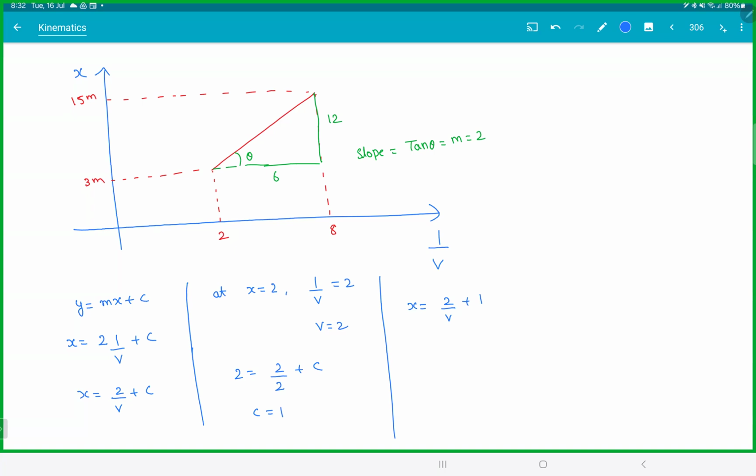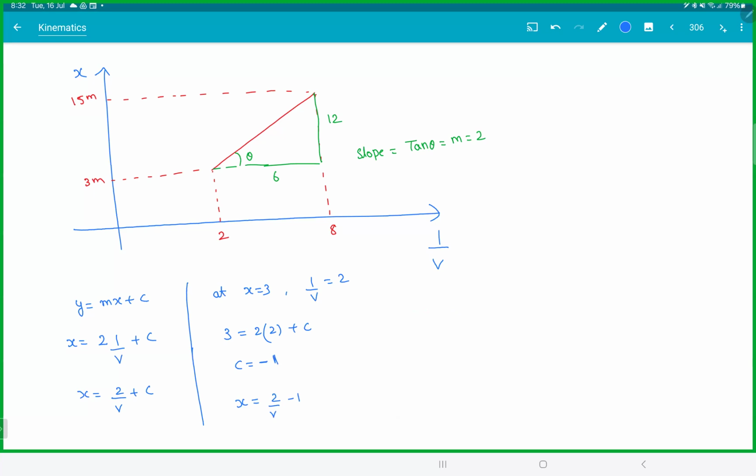Right? No, wait. 1 by v is equal to 2, wait. 1 by v is equal to 2. So when x is equal to 2, this is 2 into 2 plus c. C is actually minus 2. Oh, x is equal to 3. What am I doing? So that means the equation is x is 2 by v minus 1. There, that is the equation.